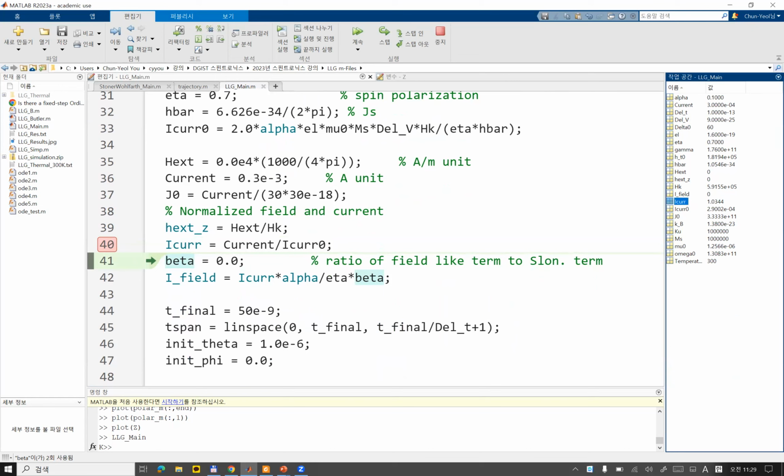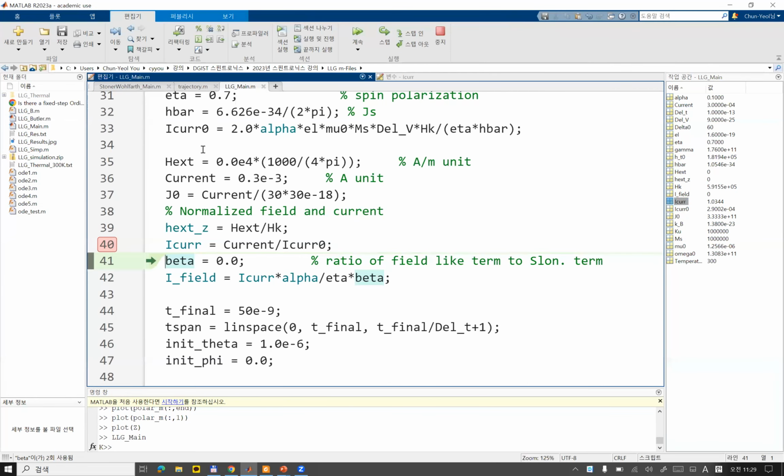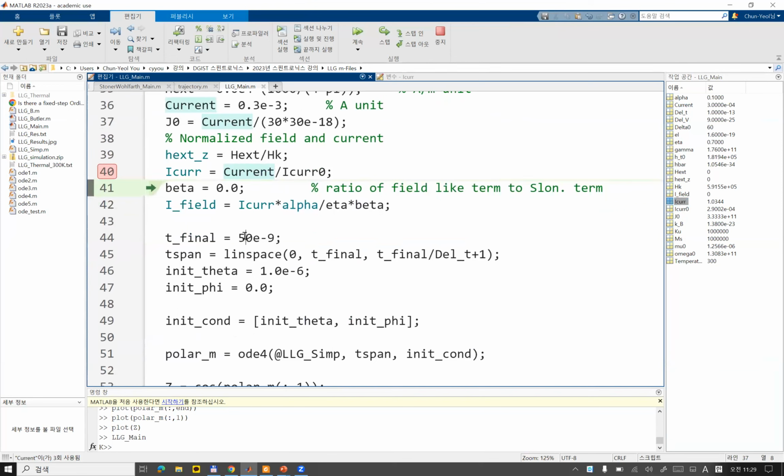Can you see this number? Maybe it's too small. This is 1.3 something. So it's a normalized current. It's just 3% larger than the critical current density. So let's solve this equation for, let's say, 10 nanoseconds.